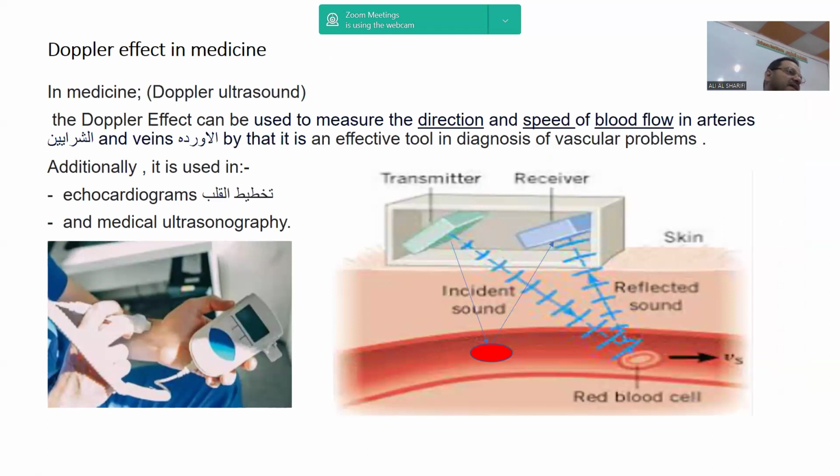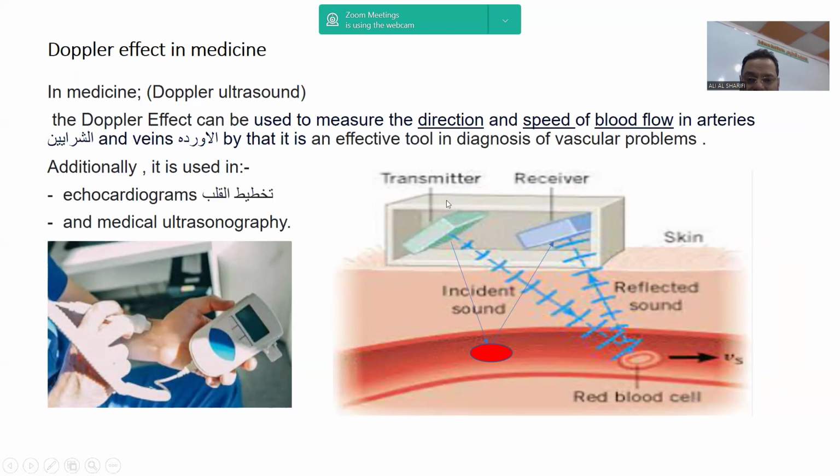Now, after we have taken enough information about the Doppler effect in the physics field, let's take a look at the Doppler effect in medicine. How can we use this device, and how does this device work? The Doppler effect can be used to measure what? To measure the direction and the speed of blood flow in arteries and veins. By that, it is an effective tool for diagnosis of vascular problems.